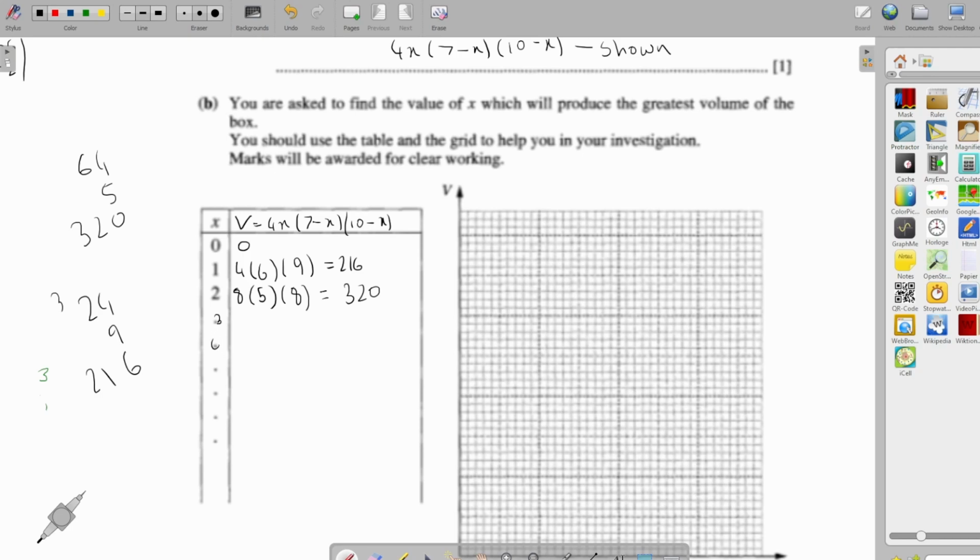Let's do 3 and 4 and 5, and I think that should give us a good amount of values to compare. So 3, so 4 3s are 12, 7 minus 3 is 4, and 10 minus 3 is 7. Right. So 4 7s are 28, and then 28 into 12.